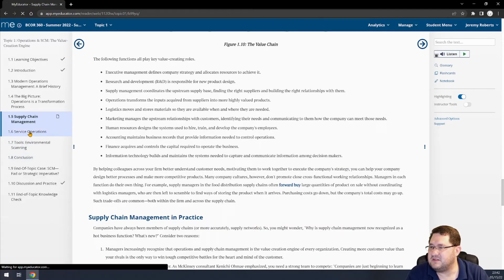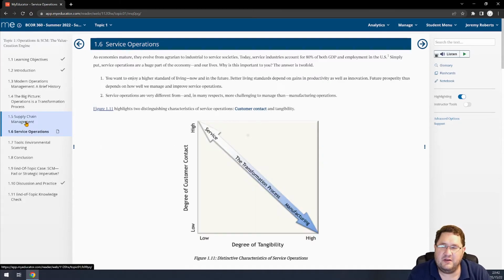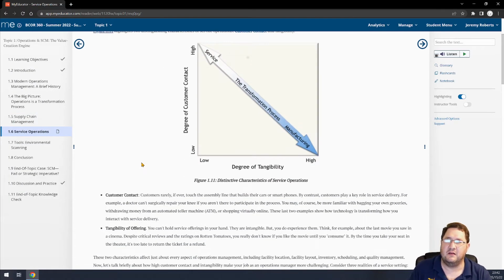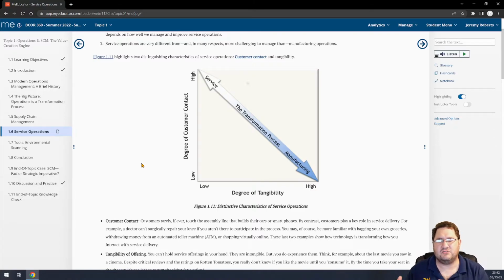All right, 1.6, service. Not everybody's going to go into a manufacturing environment where they produce products. So we have services that are also part of supply chain. We look at them a little differently because there's no physical product. So that's why we have this one chart here. Customer contact: service is very high when it comes to interacting with the customer. If you make a product, you ship it to the store, and that's the end of dealing with a customer, unless they call and say, hey, it's broken or whatever. Customer service.